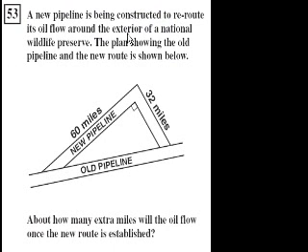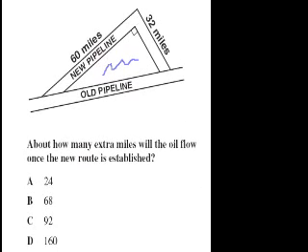A new pipeline is being constructed to reroute oil flow around the exterior of a national wildlife preserve. The plan showing the old pipeline and the new route is shown below. How many extra miles will the oil flow once the new route is established? So the new route is going to be 60 miles plus 32 miles. So the new route is 92 miles. So what was the old route? Well, the old route was the hypotenuse of this triangle, right? That was the old route.